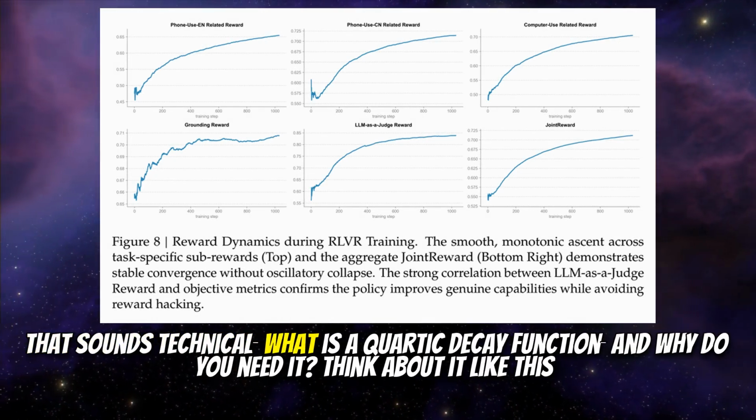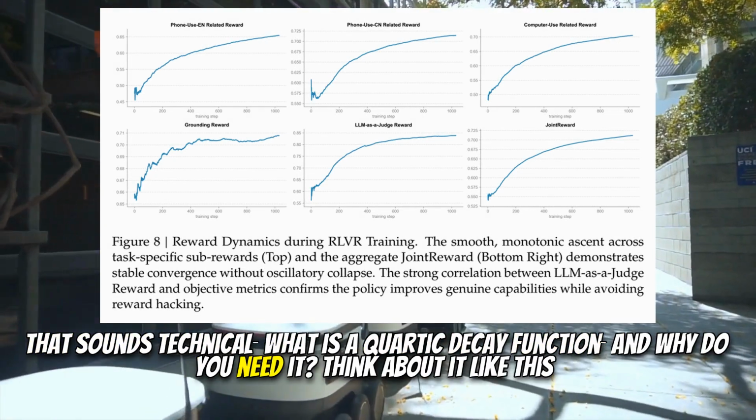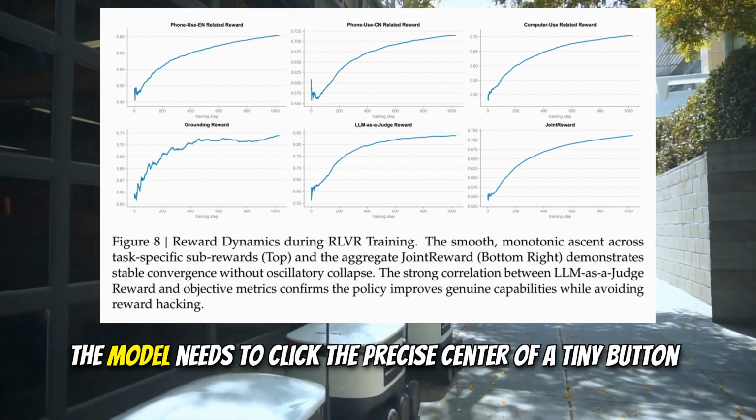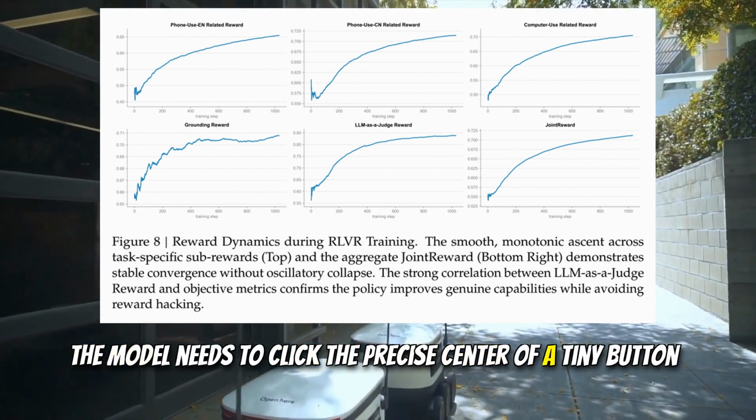That sounds technical. What is a quartic decay function, and why do you need it? Think about it like this. The model needs to click the precise center of a tiny button.